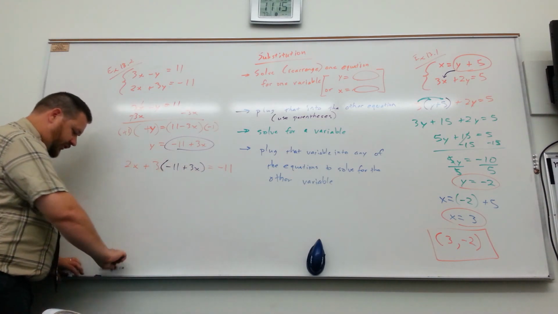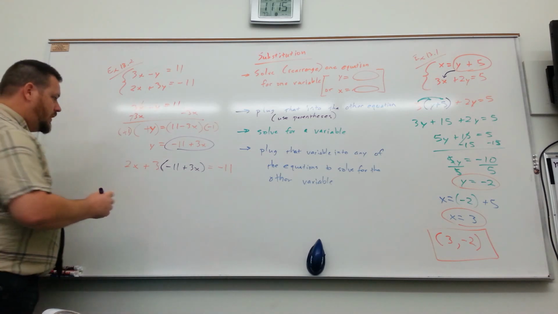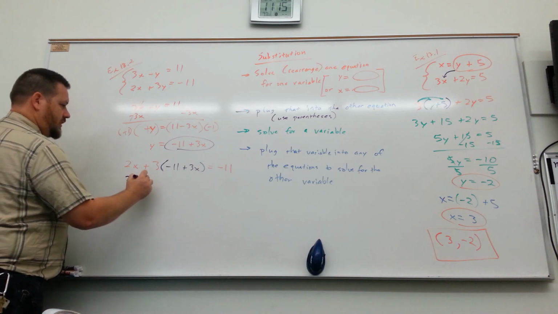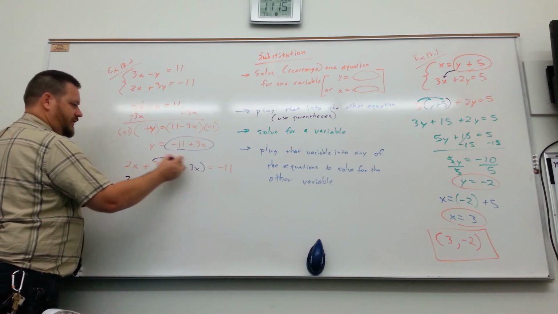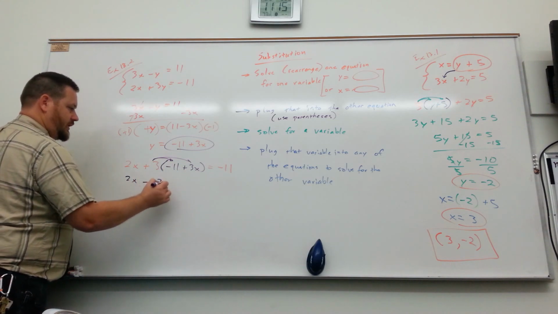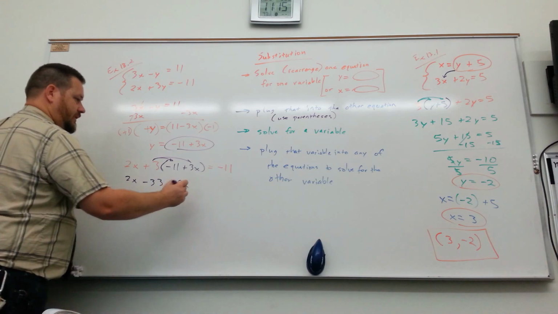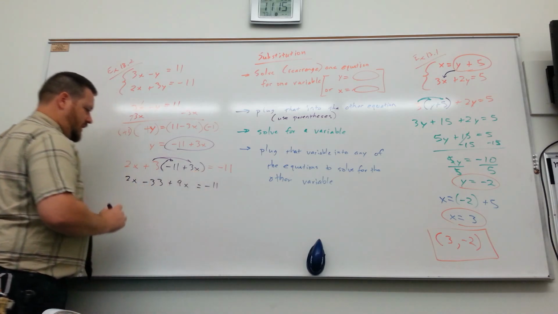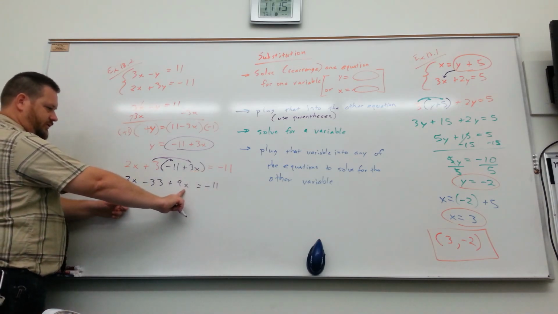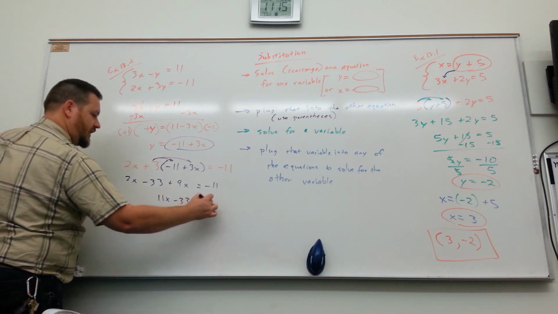It doesn't matter whether you solve for x first or y first. So go for whichever one's easier. So I've got 2x. I need to distribute this. So I've got positive 3 times negative 11 is minus 33. Positive 3 times positive 3x is plus 9x equals negative 11. Gather my like terms. 2x plus 9x is 11x. Minus 33 equals negative 11.